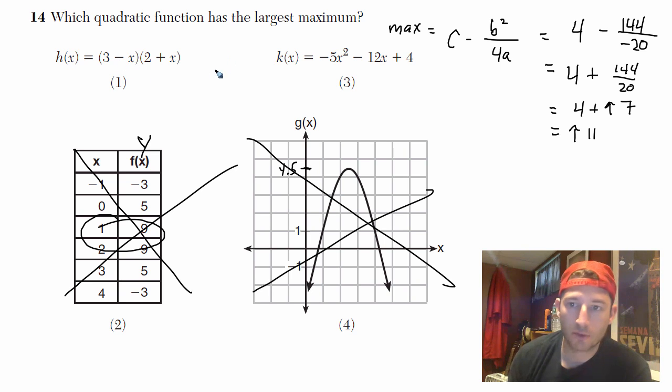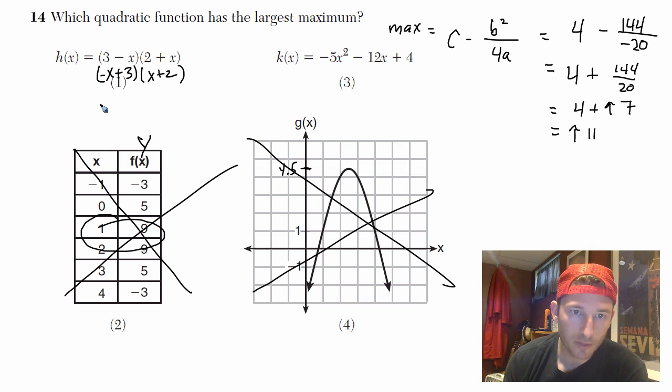Let's just do this one out real quick. And using our same formula here, we'll try and figure it out. So I'm going to just rewrite this as negative x plus 3. And this is x plus 2. And when we FOIL it, we get negative x squared plus 3x minus 2x. So that's going to be plus x plus 6.